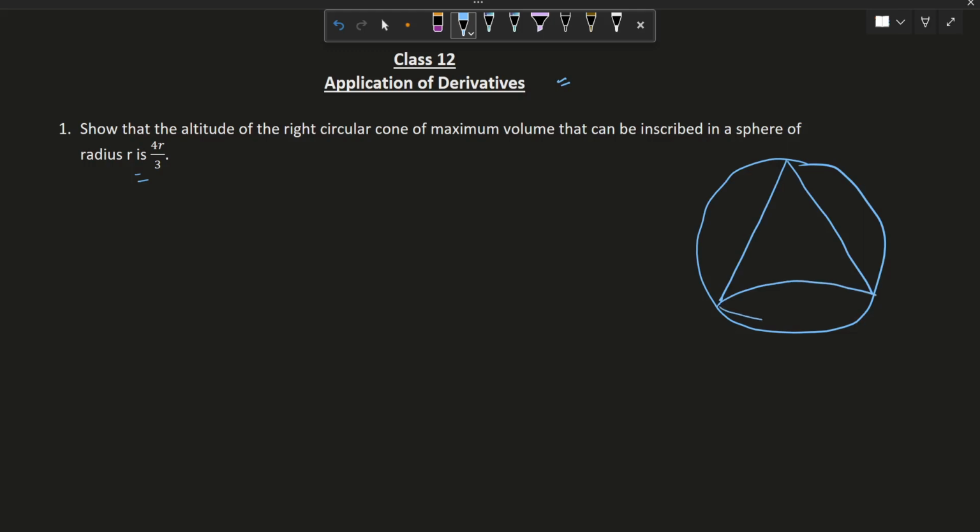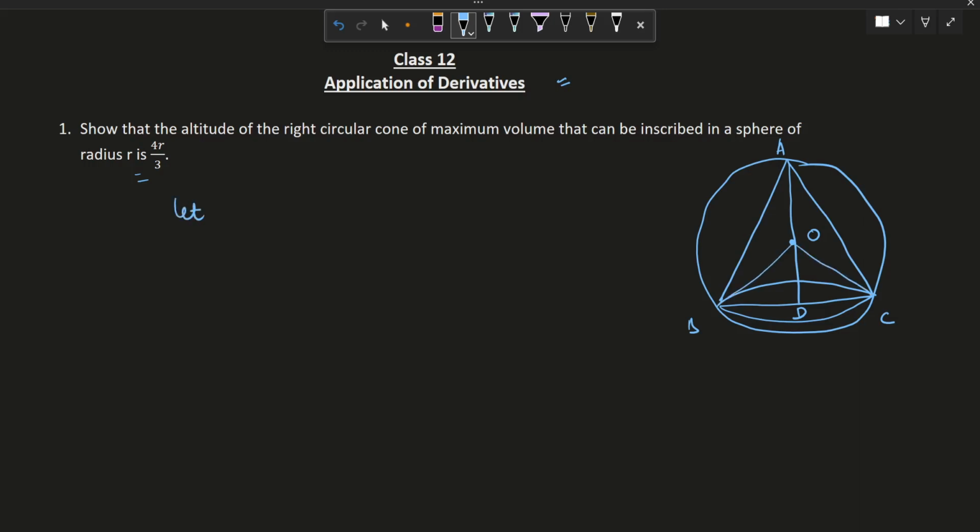A cone with maximum volume. Okay, let me name it A, B, C. That's the center of the sphere. Let's mark it. This line. This is the right circular cone. So make it like that. So join OB, join OC.